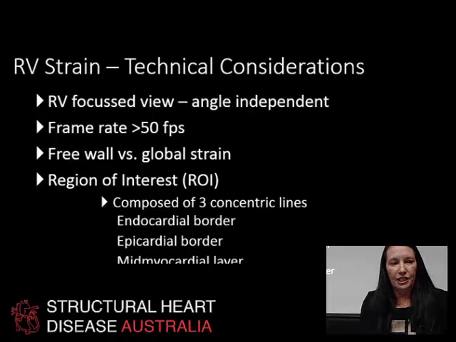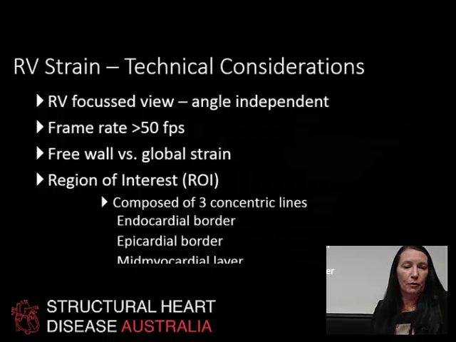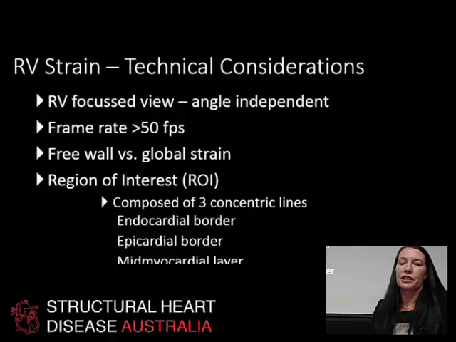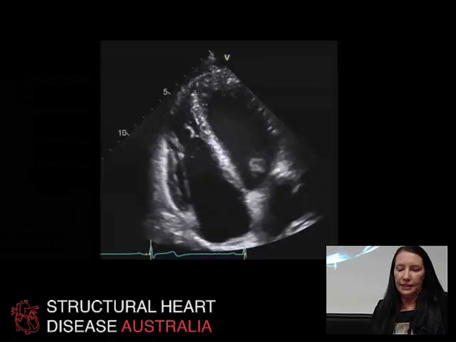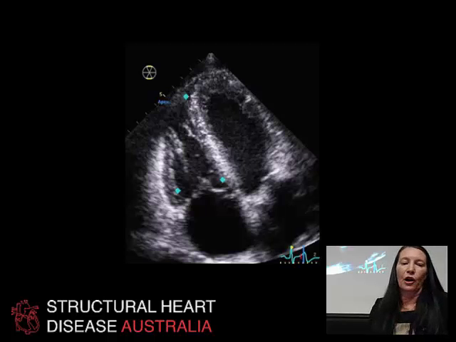So what are the technical considerations? We need an RV-focused view. Again, as for all the other measurements, it's angle independent. The frame rate should be greater than 50 frames per second. We can measure either free wall or global strain, but free wall seems to be more reliable. And we need a region of interest which is composed of 3 concentric lines with an endocardial, epicardial and mid-myocardial layer. So this is our RV focus view, and we place the cursors on the basal posterior free wall, the basal septum and in the apex.